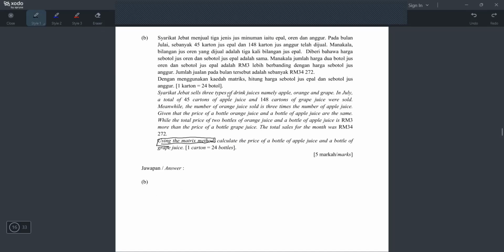Alright, so the company sells 3 types of drinks: apple juice, orange juice, grape juice. In July, a total of 45 cartons of apple juice and 148 cartons of grape juice were sold.